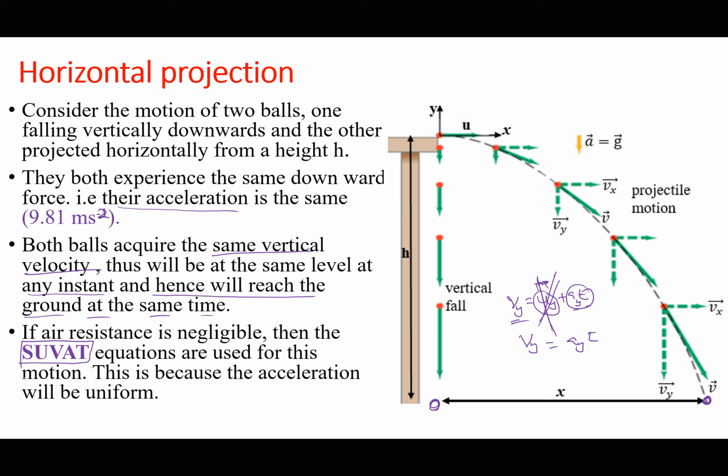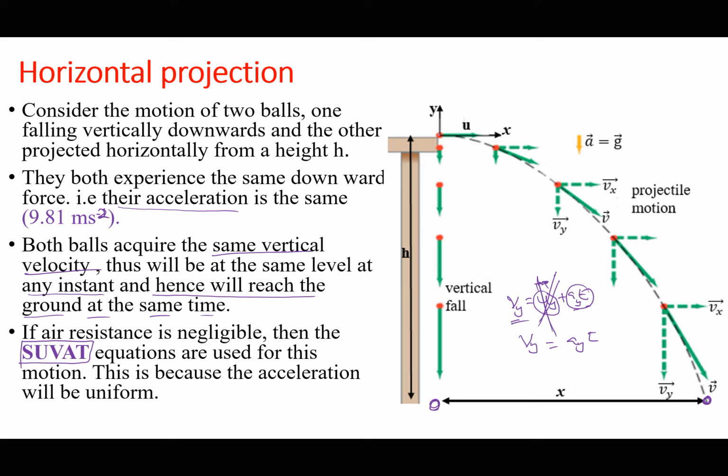So if we ignore air resistance, then do not forget that the equations of motion can apply for such motion where the acceleration is zero in the horizontal. So the Suvat equations, that is v equals u plus at, v squared equals u squared plus 2as, s equals ut plus half at squared, will all apply for such kind of motion.